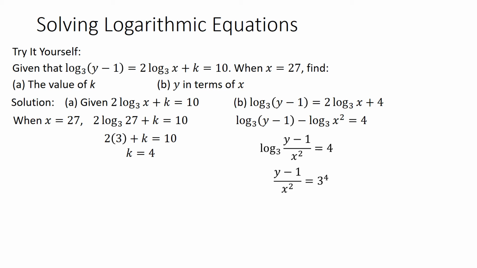And anti-log law, it will be (y minus 1) over x squared equals 3 to the power 4. Therefore, y minus 1 equals 81 x squared, or y equals 81 x squared plus 1. So this is the equation where y is in terms of x. Do you get the answer correctly?